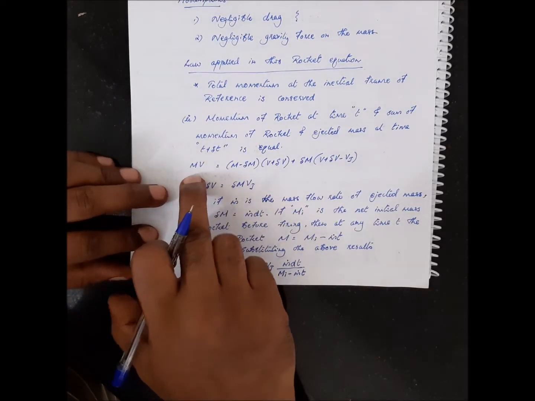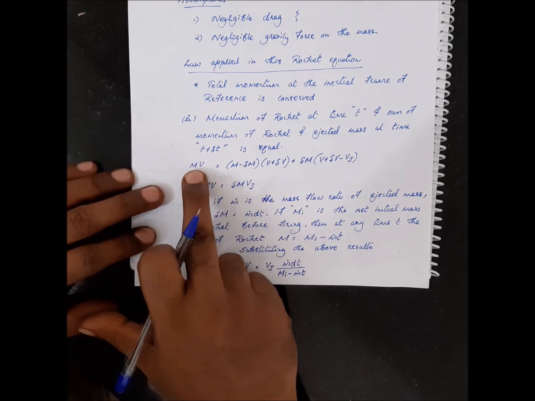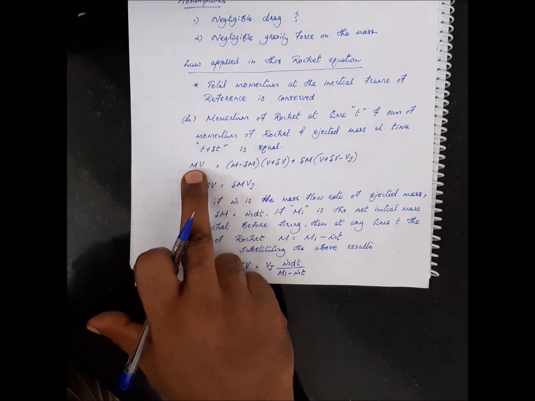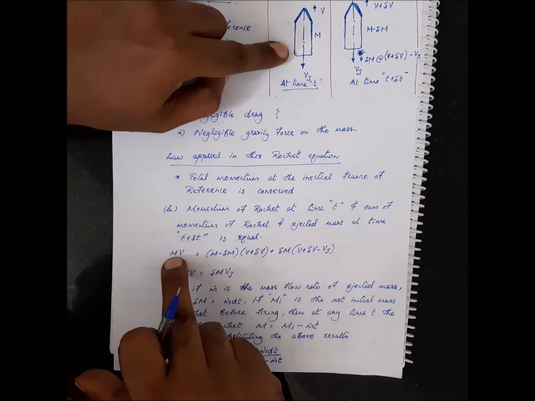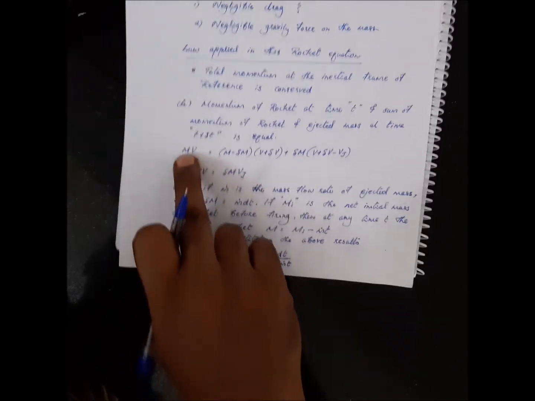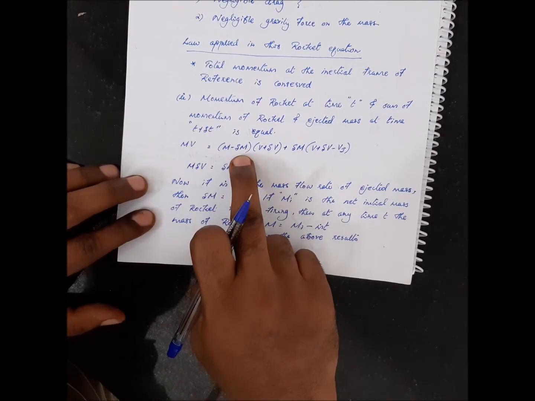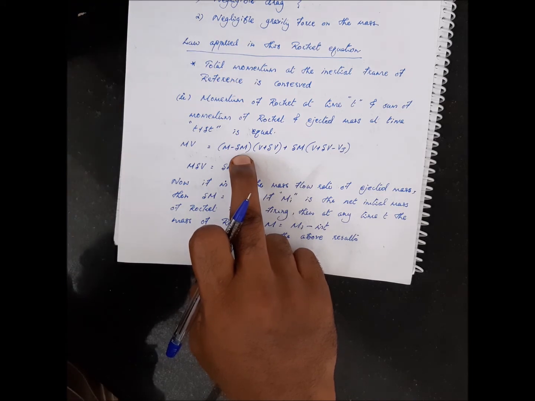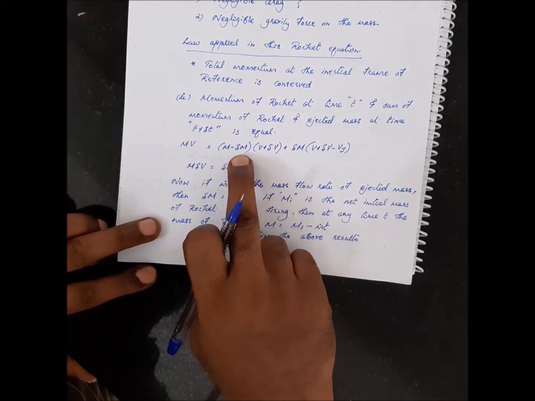So mv, mass into velocity, is the momentum of the first rocket at time t. Now the mass of the rocket at time t plus delta t is m minus delta m.